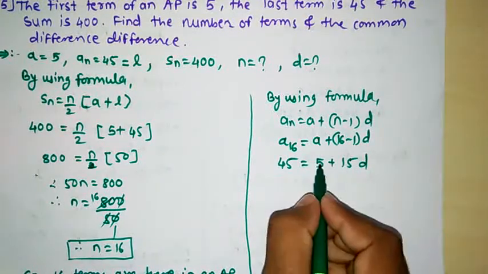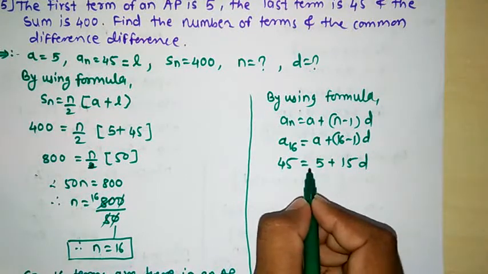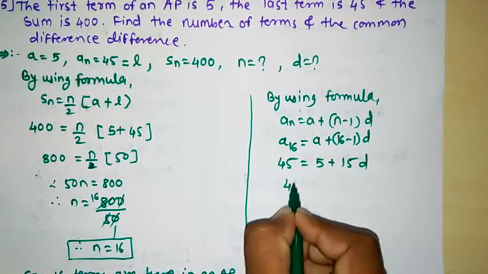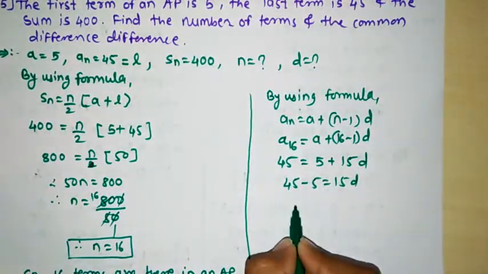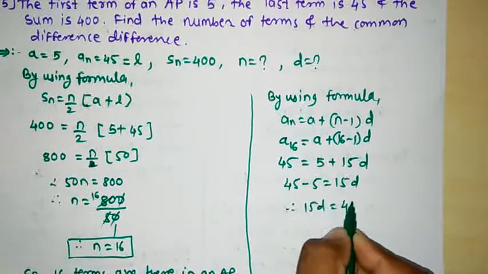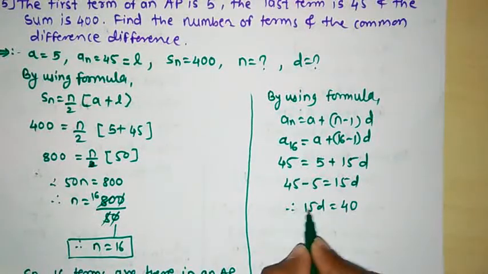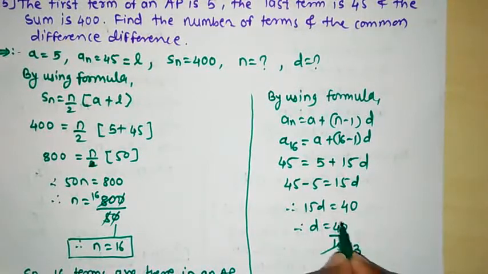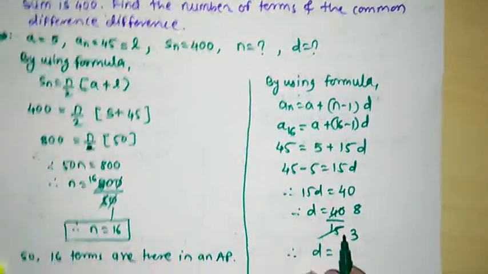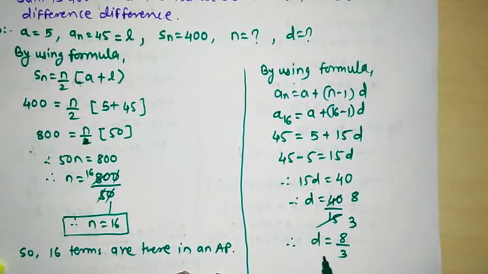Now send this 5 towards right hand side. It will become 45 minus 5 is equal to 15d. Therefore 15d is equal to 40. We get. Now send this 15 towards right hand side. It will go to the denominator. Therefore d is equal to 40 divided by 15. 5 3s are 15. 5 8s are 40. Therefore we got d is equal to 8 by 3. So we got d is equal to 8 by 3. This is the value of common difference.